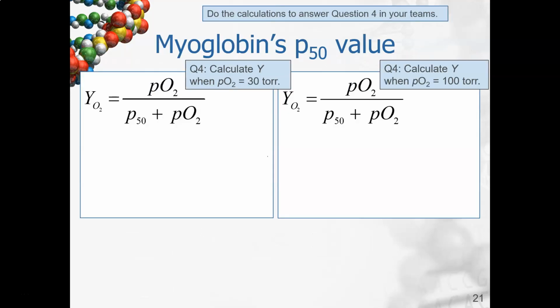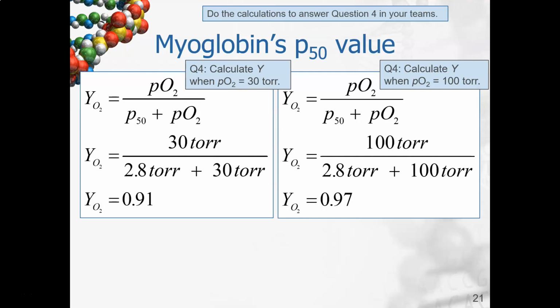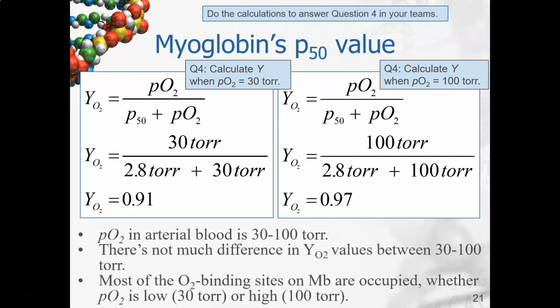So we did question 4 of the case study, and again, you can go back and look in your Dropbox folders if you'd like to look at that again. We can use our equation, and we can do these calculations, and we can see that when the oxygen partial pressure is 30 torr, y equals 0.91, and when the oxygen partial pressure is 100 torr, y equals 0.97. So there's not really a whole lot of difference between those two.